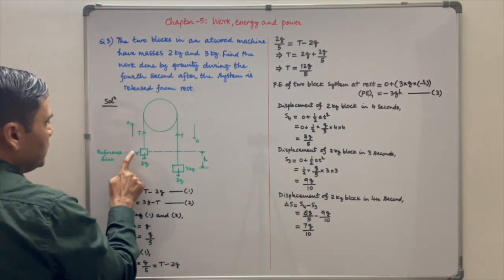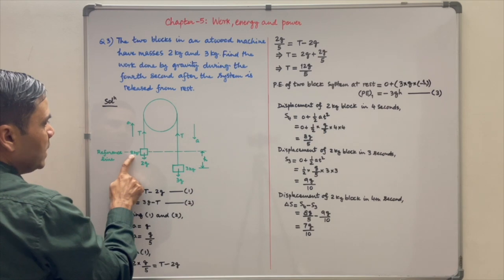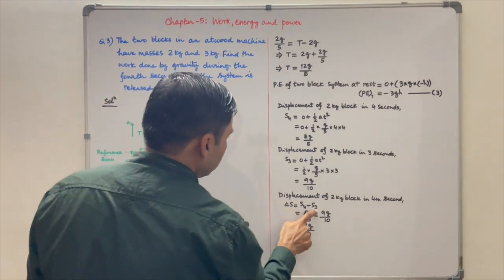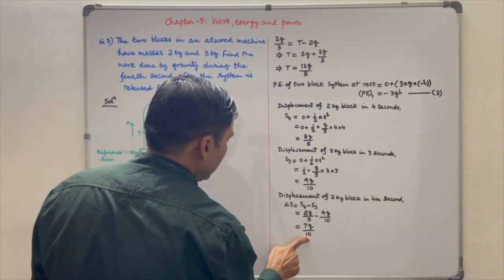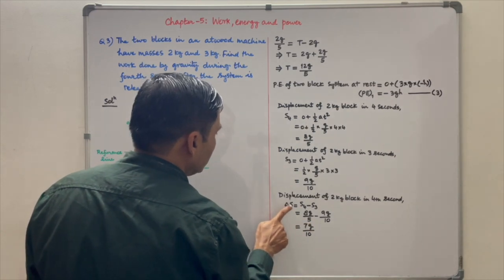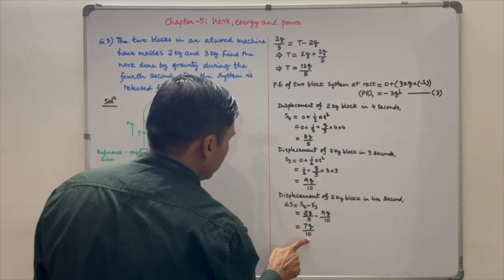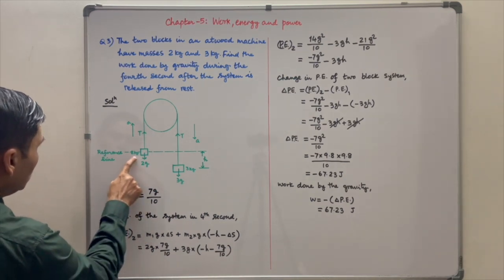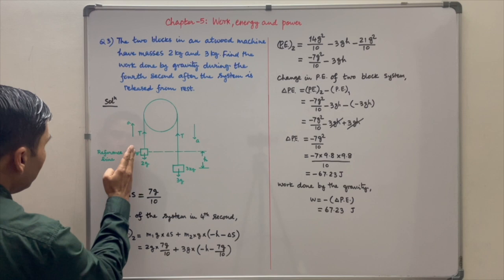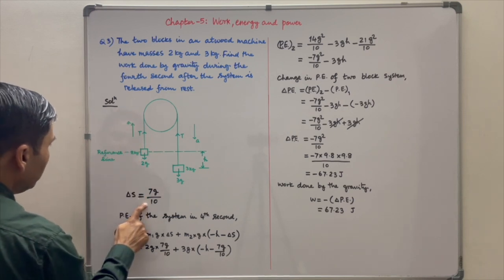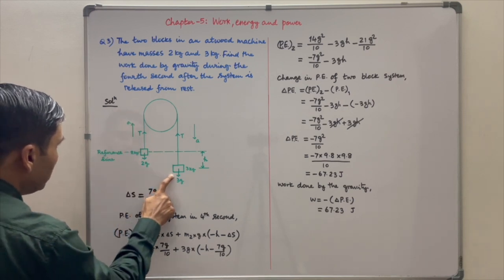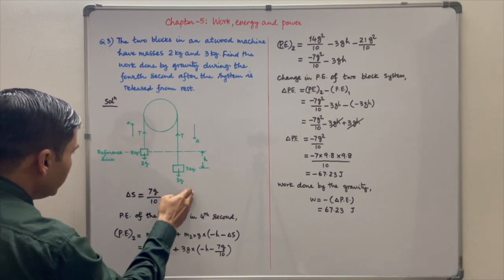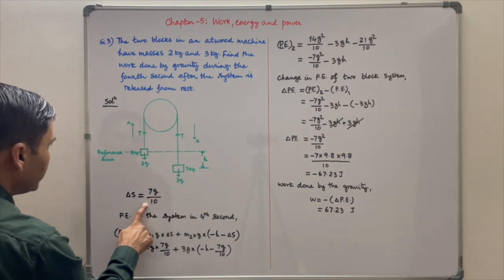So the displacement of this block in the 4th second will be S4 minus S3, and that is 7g by 10. Let's say this is delta S. So delta S is equal to 7g by 10. So the 2 kg block will be displaced upwards by 7g by 10 in 4 seconds and the 3 kg block will be displaced downwards by 7g by 10 in 4 seconds.